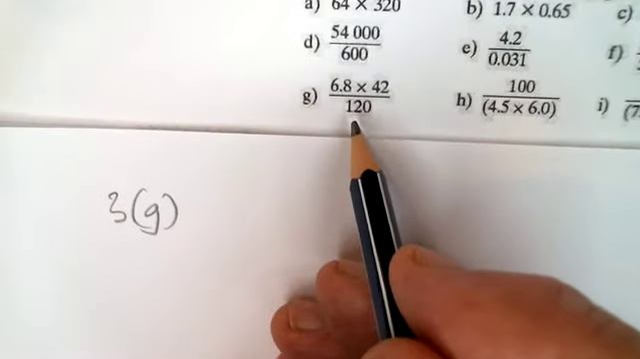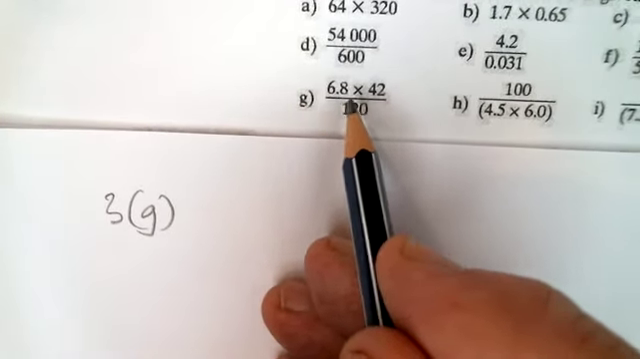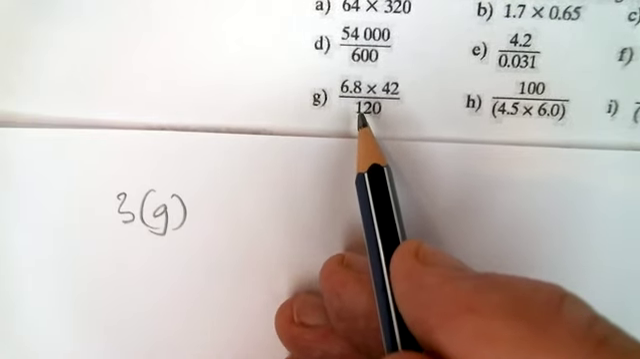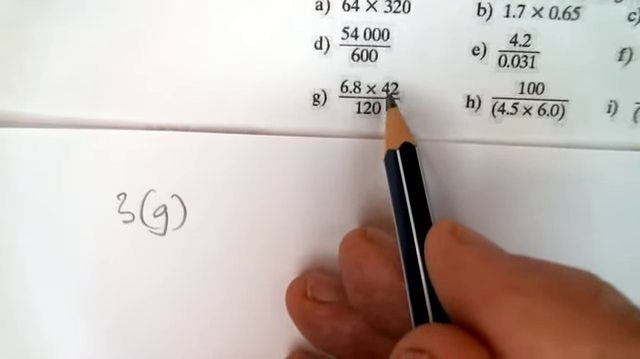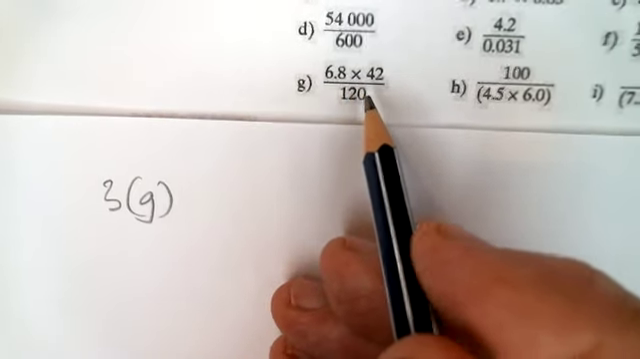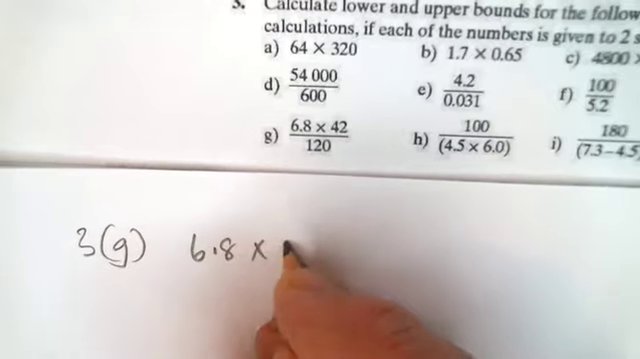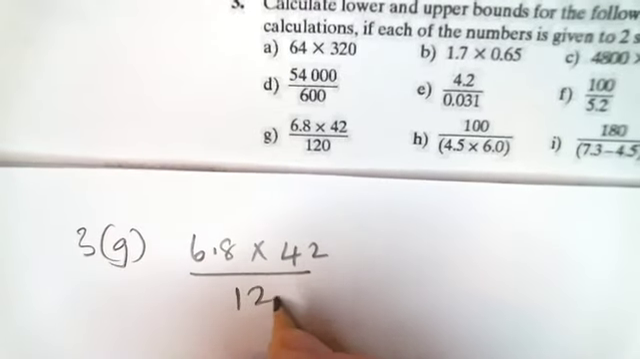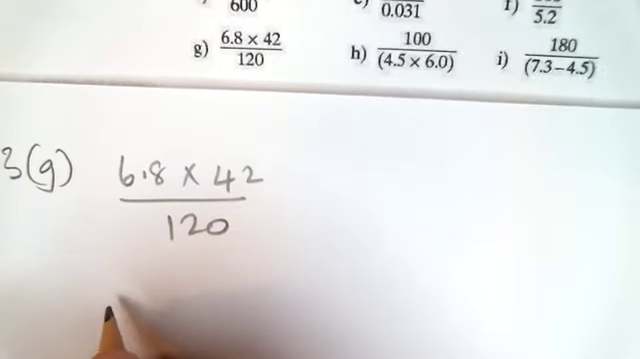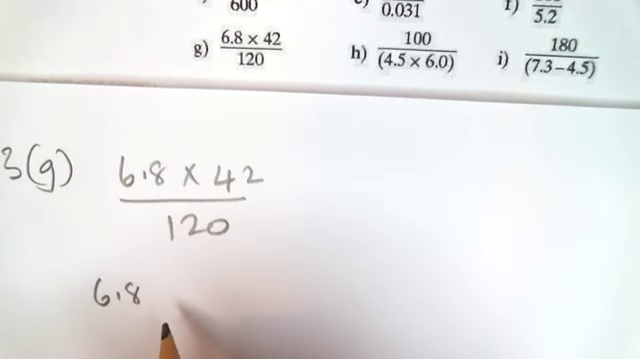So the first thing we're going to do is take each of these in turn and find half of the lowest place value of the second significant figure. I'll write it out first: 6.8 times 42 over 120, and they're all slightly different here. The first one, 6.8: the lowest place value is an 8, so one decimal place, in other words 0.1. Half of 0.1 is 0.05.